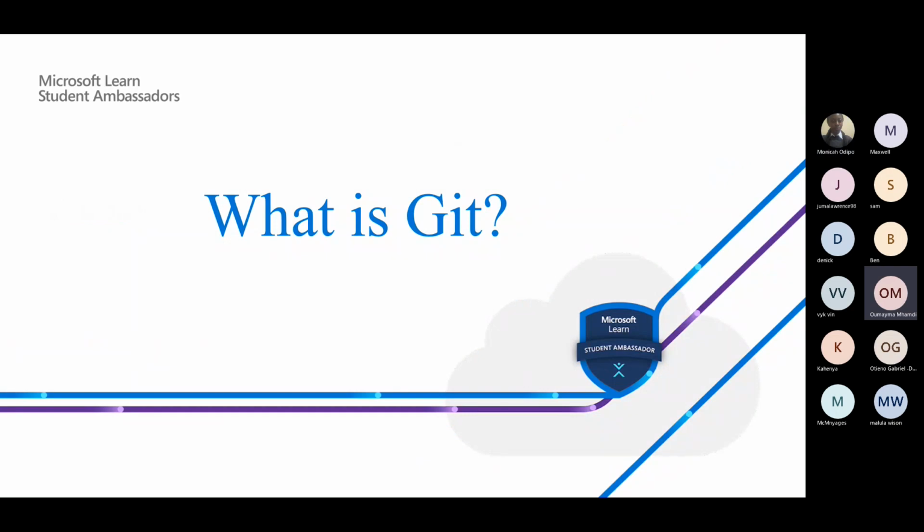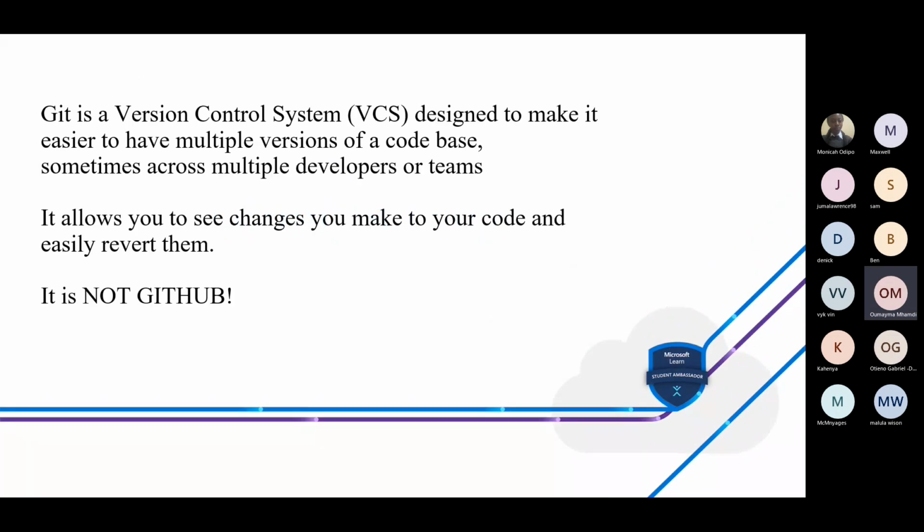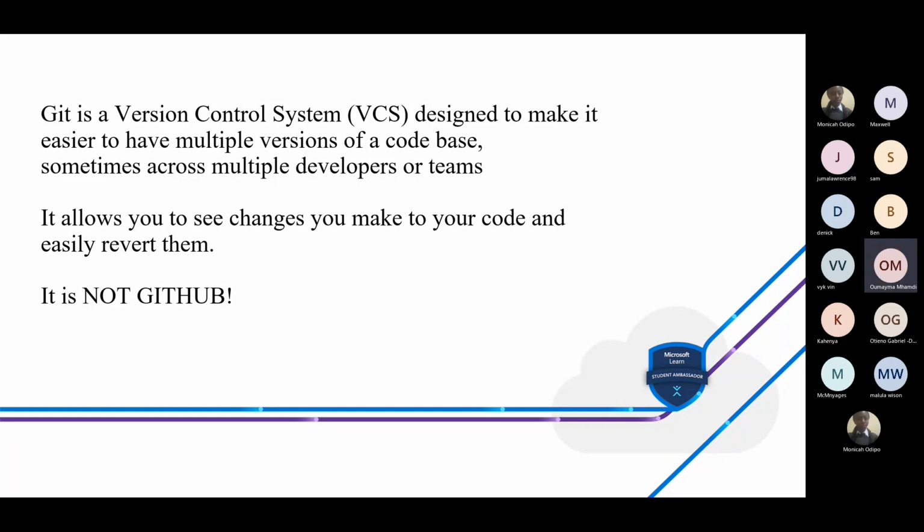So I will start by giving the definition of Git. Git is a version control system designed to make it easier to have multiple versions of a code base, sometimes across multiple developers or teams. It allows you to see changes you make to your code and easily revert them. Git is not GitHub.